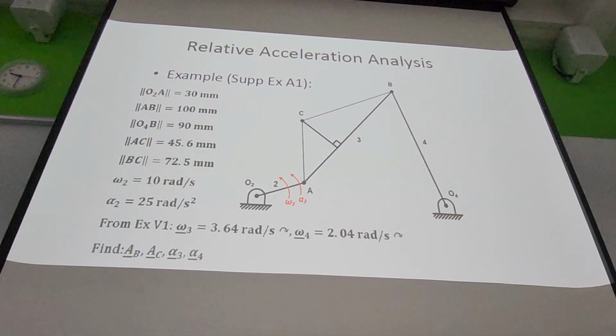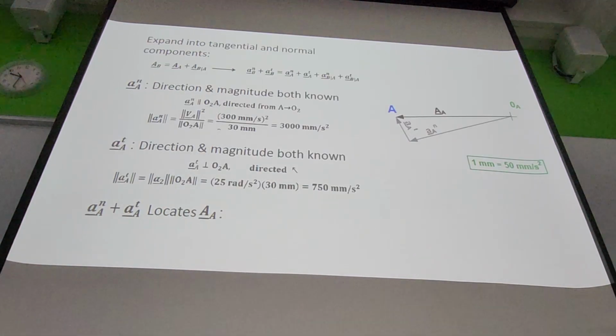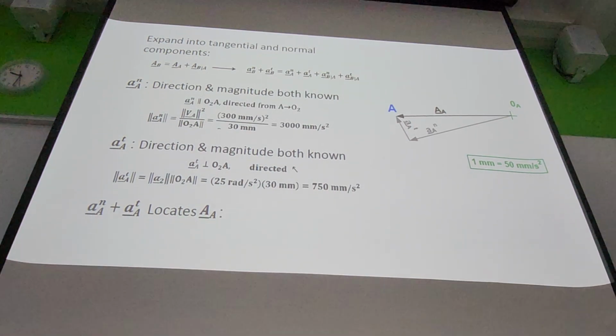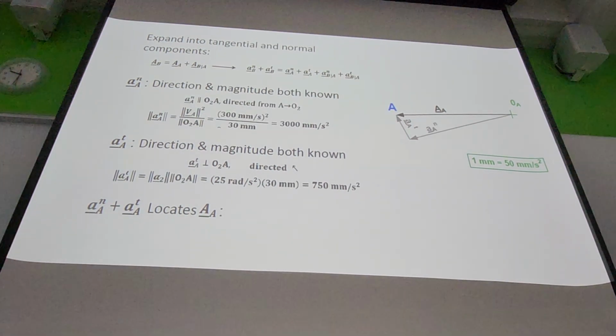Because the angular velocities are all given, we can first calculate all the normal components. For A, we can easily calculate the tangential component and normal component. So we write the equation here. Acceleration of B is acceleration of A plus acceleration of B to A. Now we include the normal and tangential components. For B, both normal and tangential; A also normal and tangential; BA also normal and tangential.